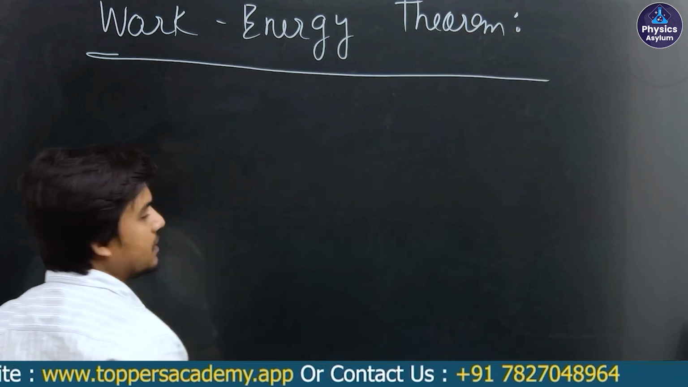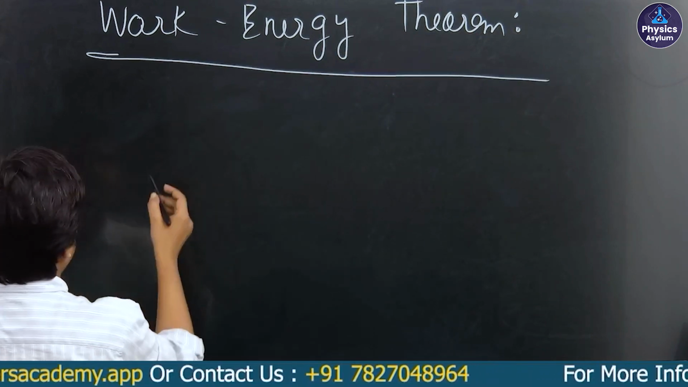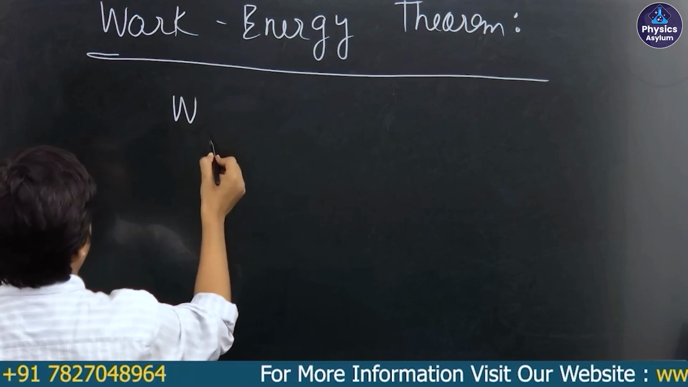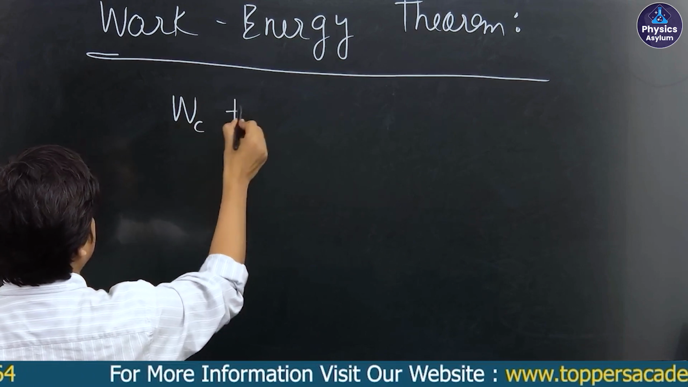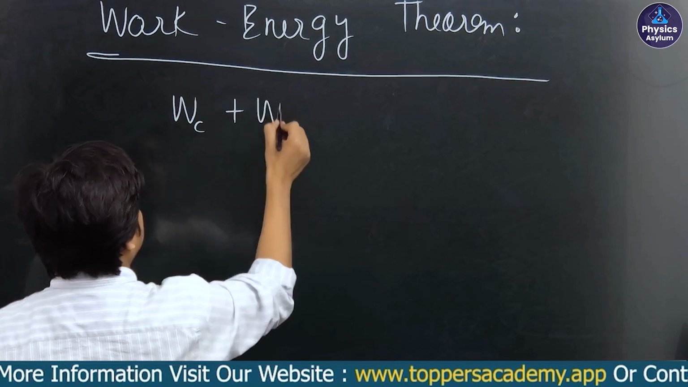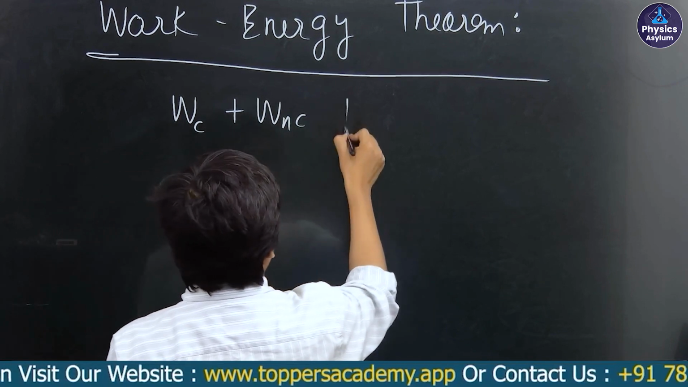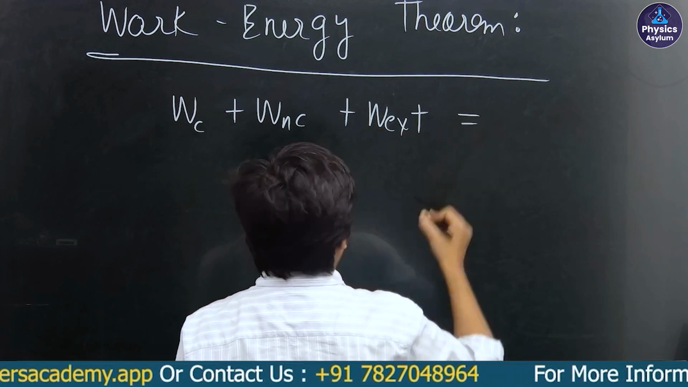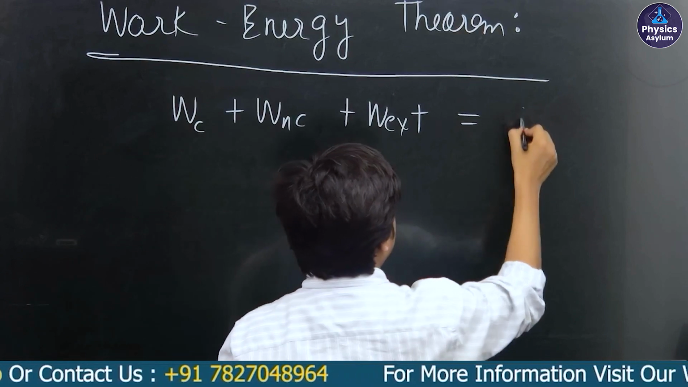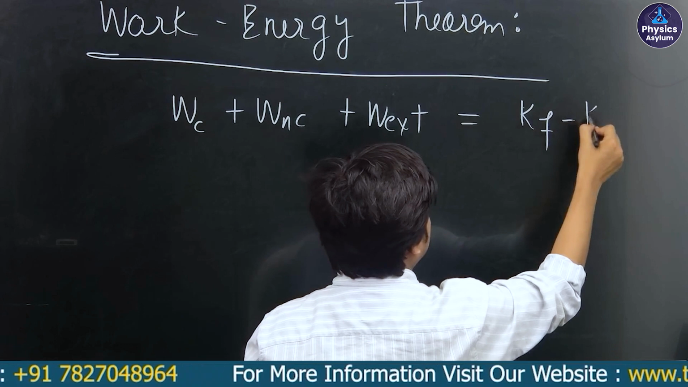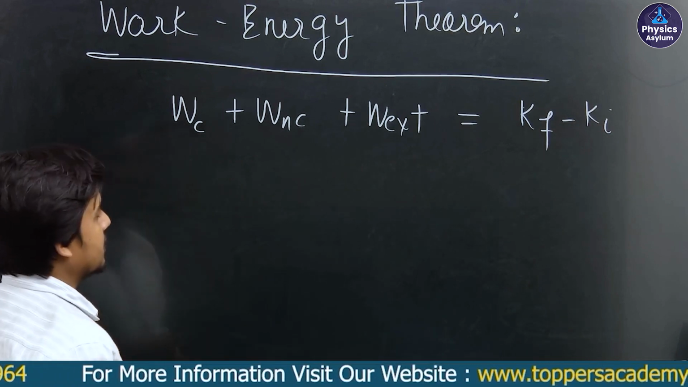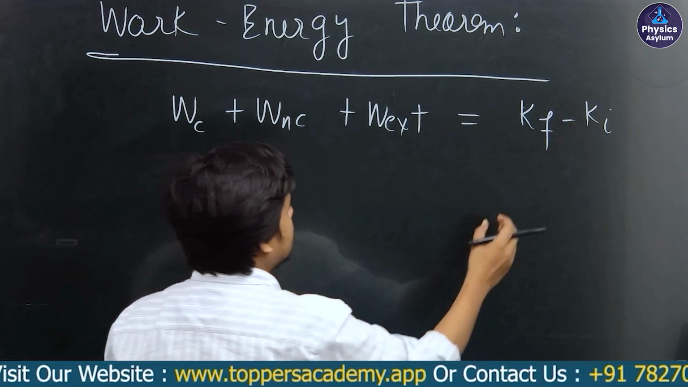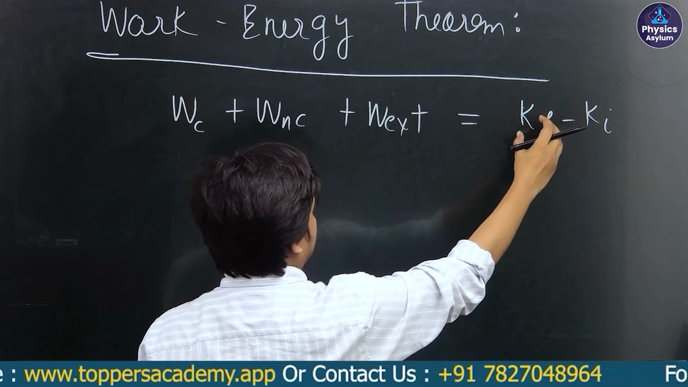So work energy theorem is that for a given system, work done by all the forces, that is work done by the conservative forces, work done by the non-conservative forces, and work done by the external forces in a system, that is work done by all the forces, this is equal to the difference between the kinetic energy.